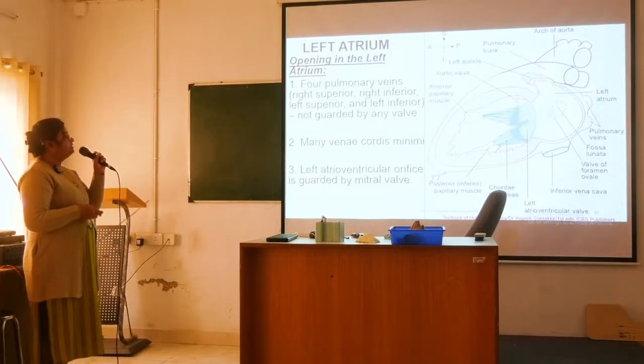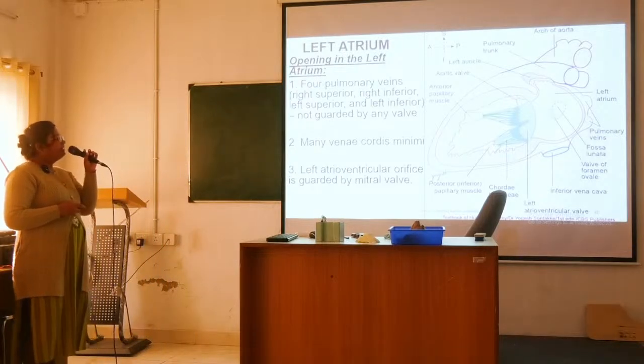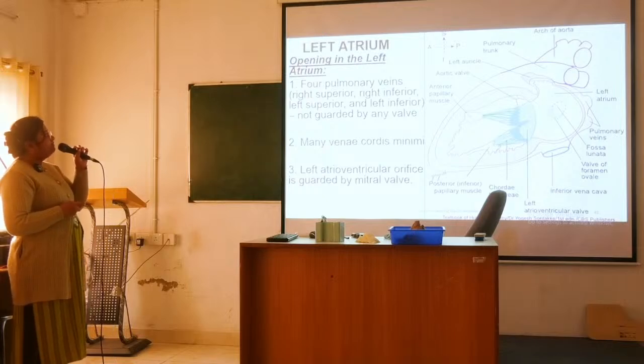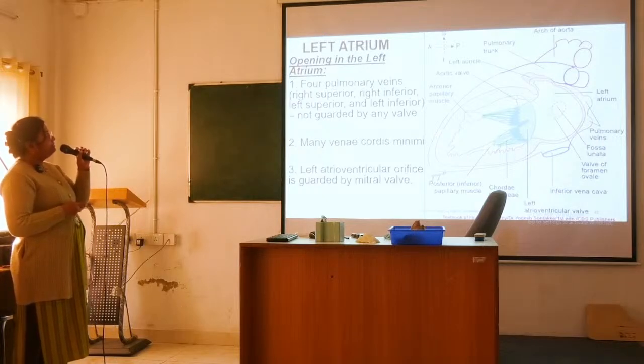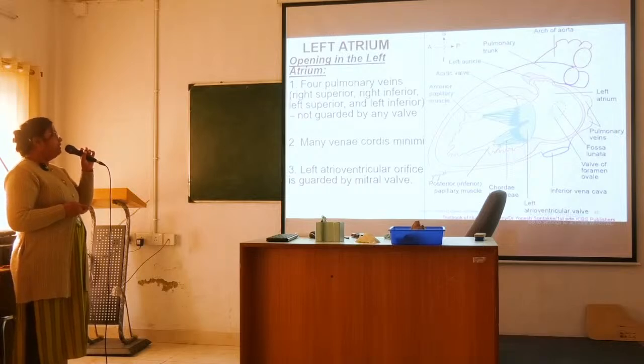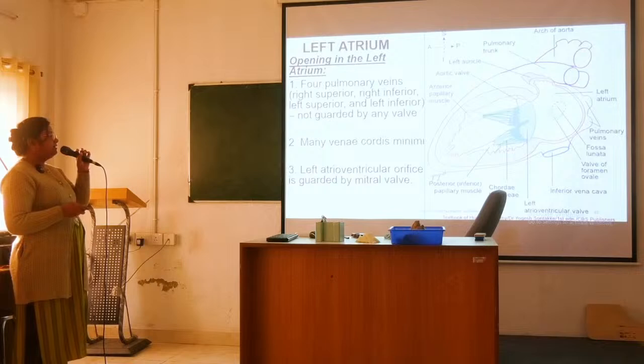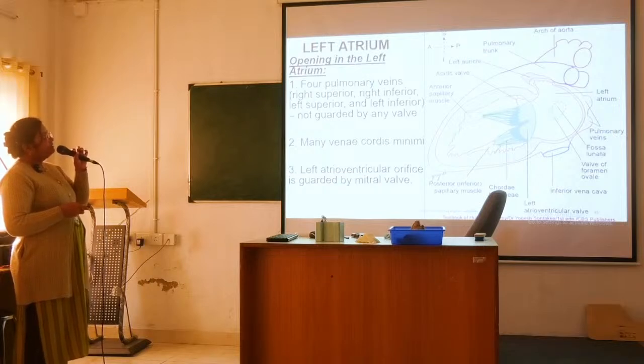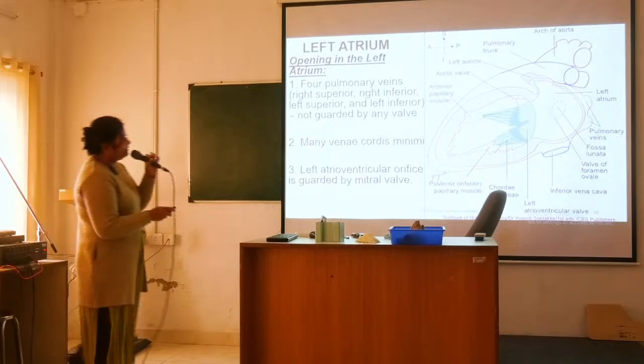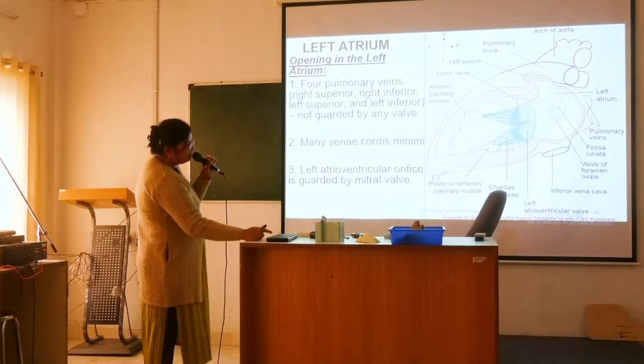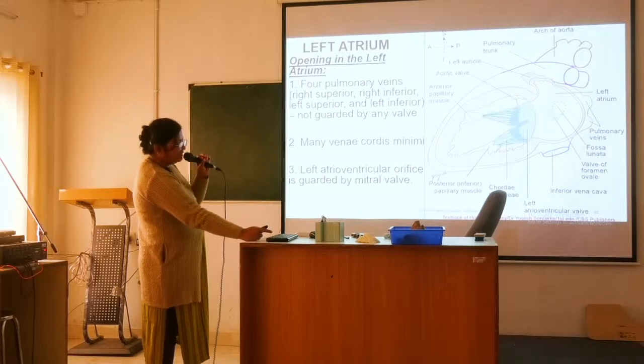Which structures open into the left atrium? Four pulmonary veins: right superior, right inferior, left superior, left inferior, not guarded by any valve. Then the left atrioventricular orifice, guarded by the mitral valve, which has 2 cusps, anterior and posterior.